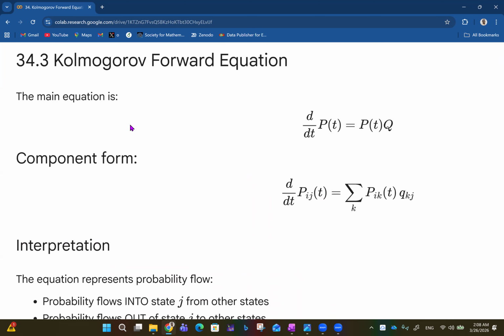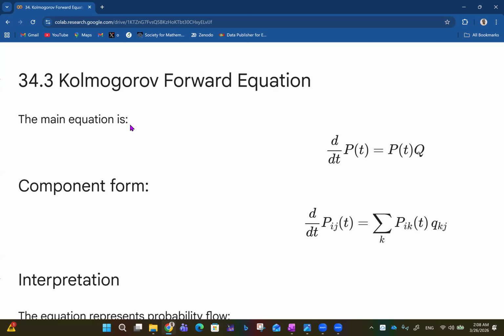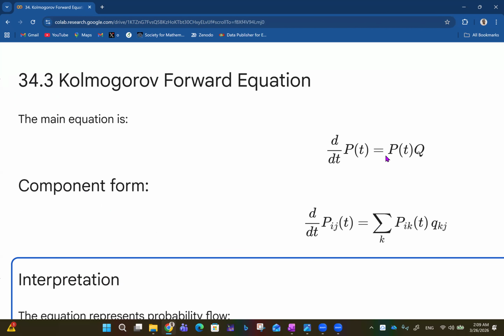So I'm talking about the Kolmogorov forward equation, which this video is really about. The main equation is that d/dt of P(t) is equal to P(t) multiplied by Q. The positioning of this Q is what distinguishes the Kolmogorov forward equation from the backward equation. For the backward equation, the Q comes before the P(t). So you have QP(t) for backward, P(t)Q for the forward.